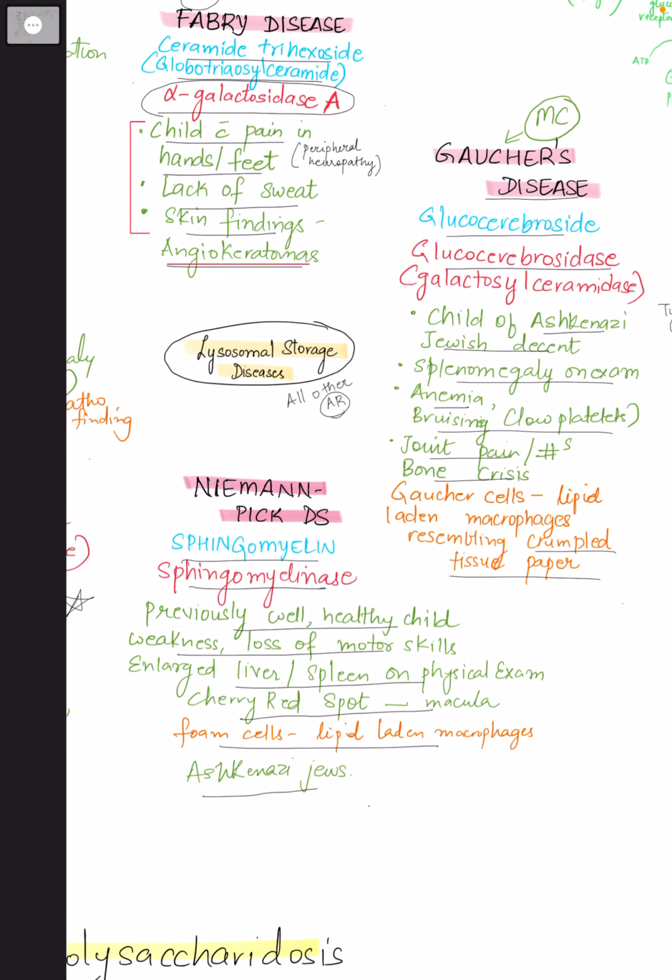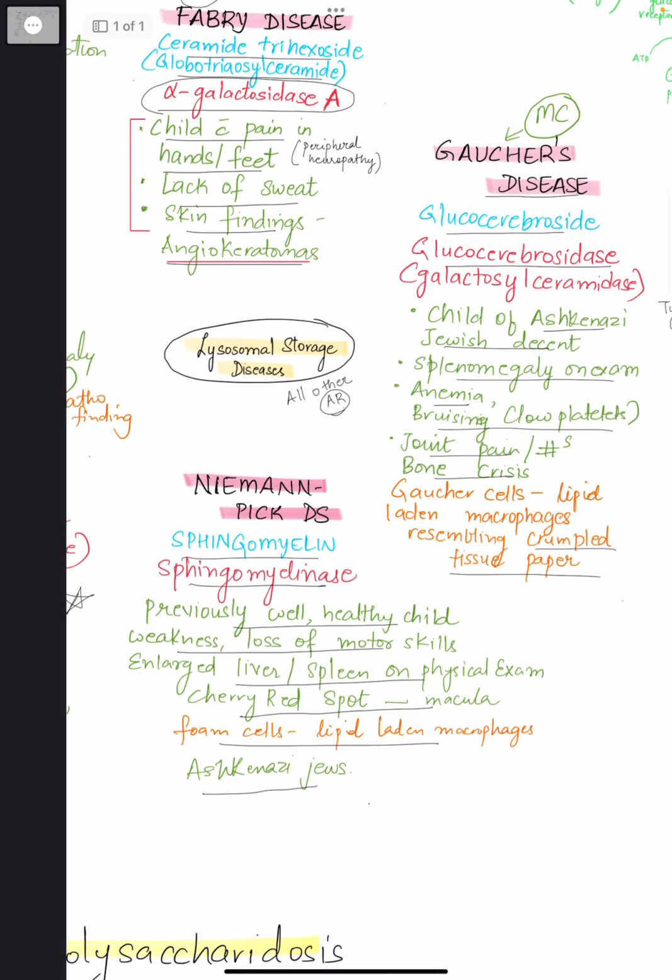So the next disease is Niemann-Pick disease. Here we have deficient enzyme sphingomyelinase and the accumulated substance is sphingomyelin. Classical history is a previously well healthy child, and then there is a history of weakness, loss of motor skills, enlarged liver and spleen, that is hepatosplenomegaly on physical examination.